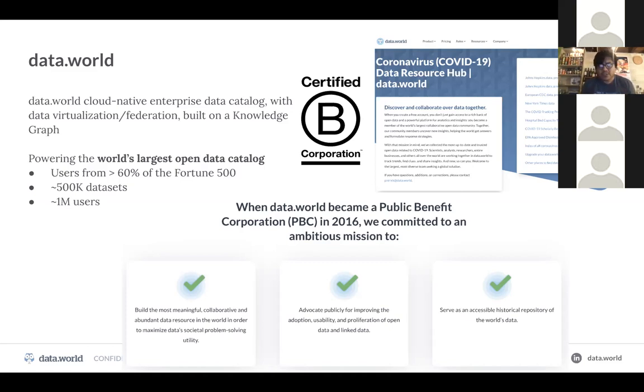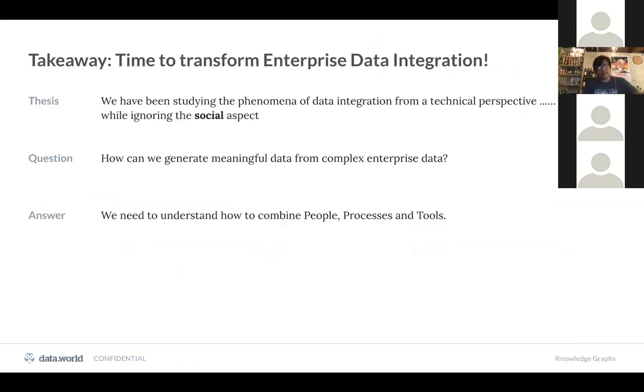So with that quick intro about me and Data.World, this is the takeaway. In case you need to leave in the next couple minutes, this is what this talk is about, what I want you to take away. We have been studying the phenomenon of data integration from a technical perspective. And my thesis is that we have been ignoring the social aspects of data integration. So the big question I ask myself throughout this talk is, how do we generate this meaningful, understandable data from complex enterprise data? And the quick answer is that we really need to understand how to combine people, processes, and tools together. And that's what I'm going to go into a little bit more detail in my talk.